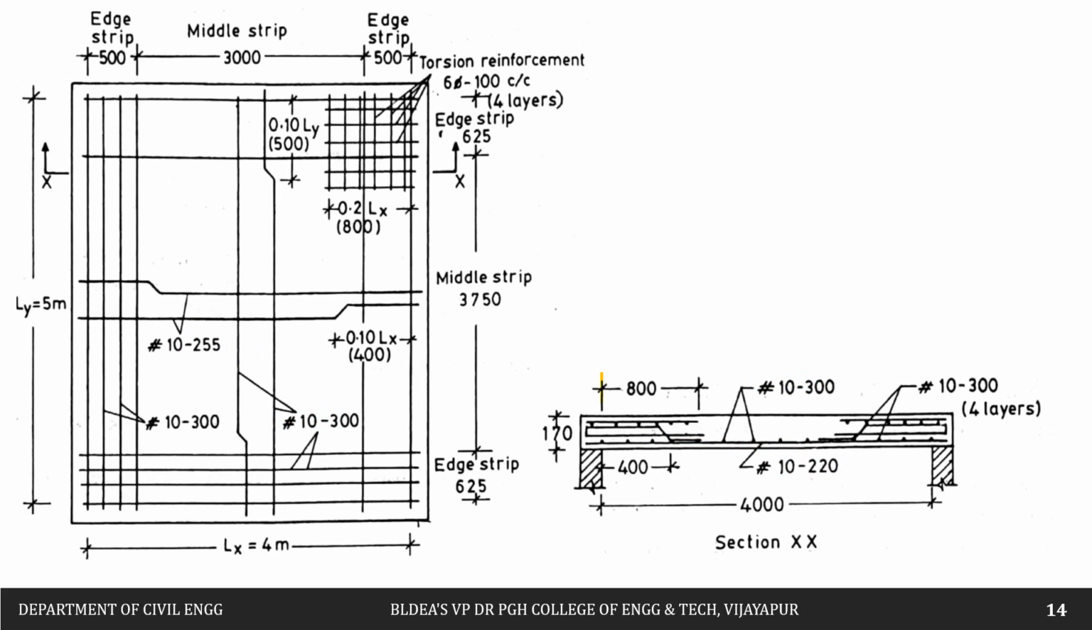Then at the top you can see now this is the bent up bar, we have one straight bar. Next is regarding the torsional reinforcement. If you see this torsional reinforcement, up to what distance we have provided from this face of the column? Up to 800 mm, that is 1/5 of the shorter span. What is the reinforcement? 6 mm diameter, 100 mm center to center. This reinforcement in both directions will be 6 mm diameter, 100 mm center to center.